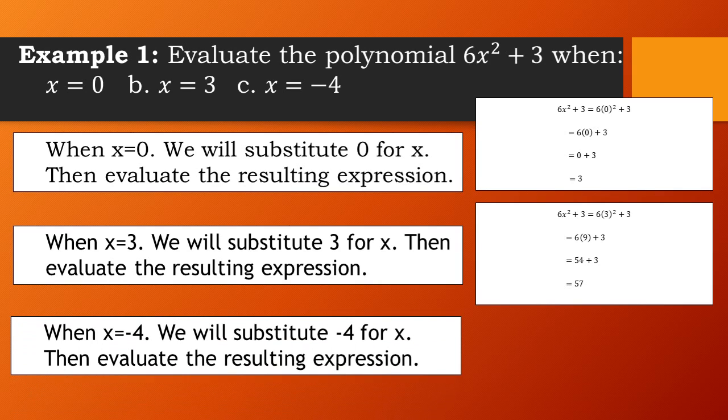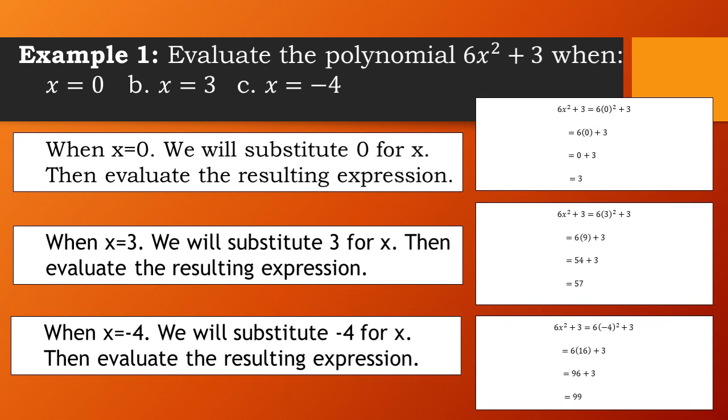When x is equal to negative 4, we will substitute negative 4 for x, then evaluate the resulting expression. We have 6x squared plus 3, substitute the value of x, which is negative 4 squared. So we have 6 times negative 4 squared plus 3. Negative 4 squared is 16, multiplied by 6 is 96, added by 3 is 99.